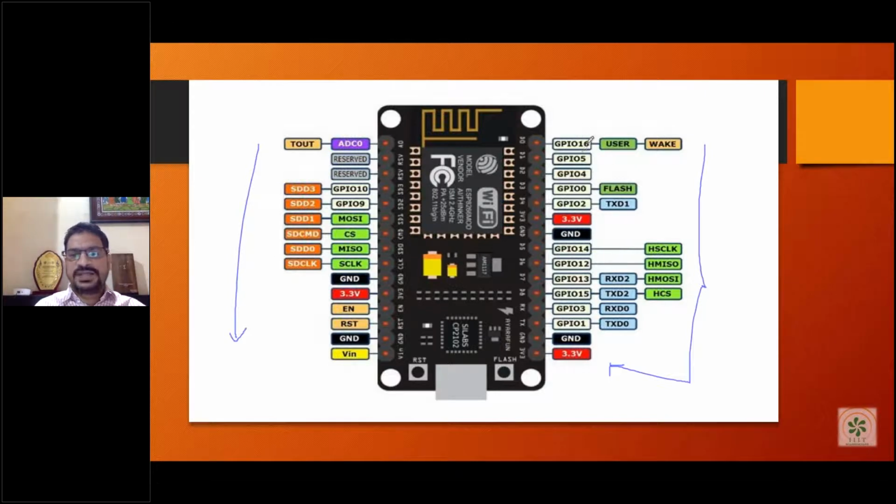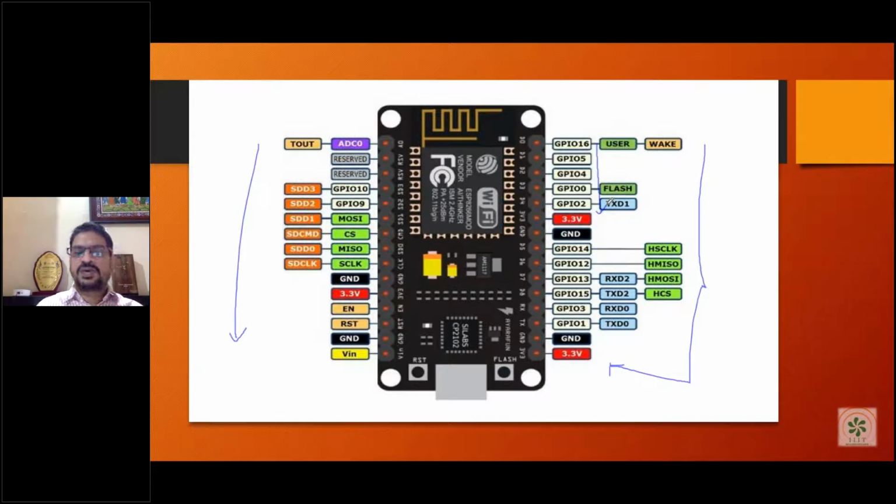These are different pins, called GPIO pins. There are numbers such as 16, 5, 4, GPIO 0, GPIO 2, and so on. All these pins are called general purpose input output pins. We can use these input output pins to connect sensors and actuators.